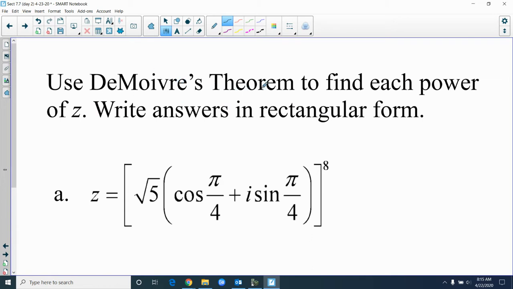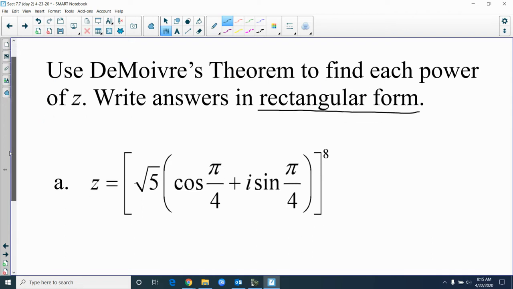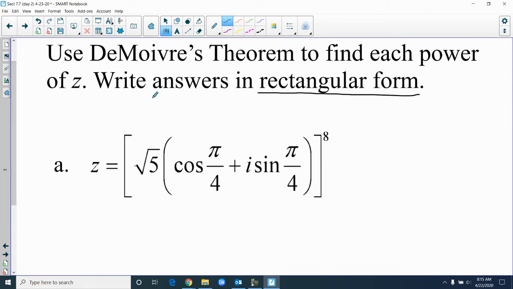Okay, use de Moivre's theorem to find each power of z. Write the answer in rectangular form. All right, so be careful here. The final directions say rectangular form, but we want to keep it in polar form to actually do the power. Okay, z is this value to the 8th power. We want to find z to the 8th. So that's what we are looking for.